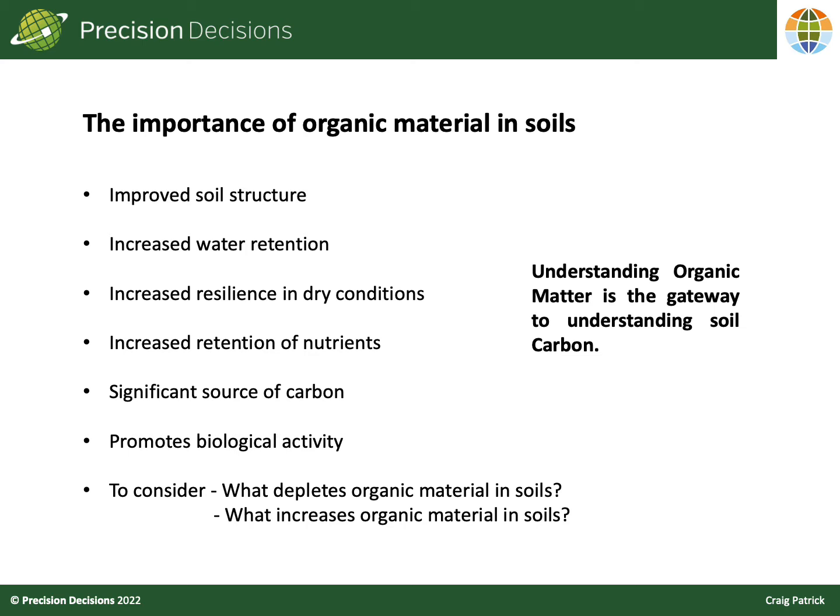It is also important to consider what depletes organic material in our soils. Processes such as deep cultivation and intensive cropping, for example. We can then consider what processes allow us to increase the organic matter content of our soils. Techniques such as cover cropping and integration of organic manures.